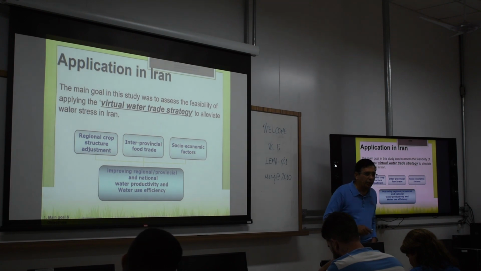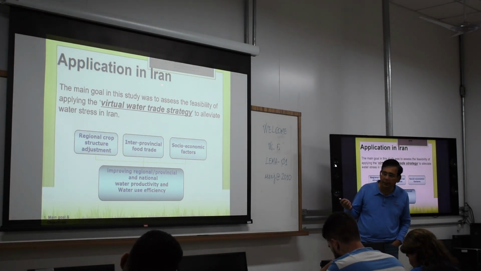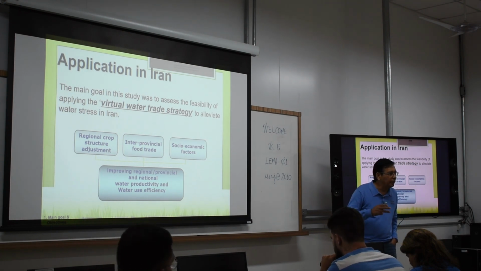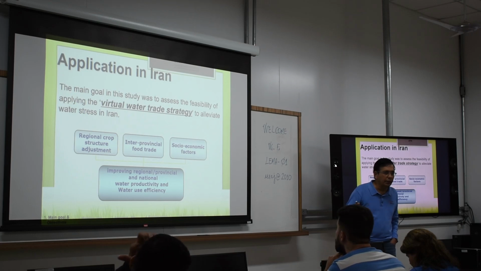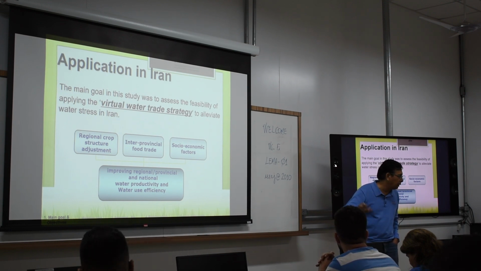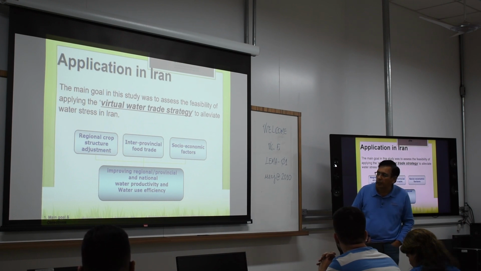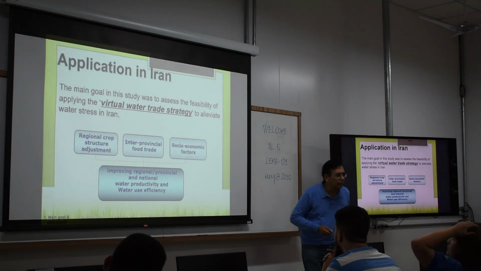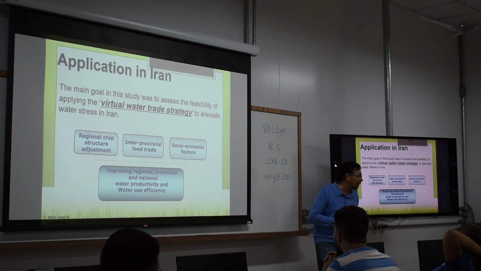Another application on the virtual water trade we did for the entire country of Iran. As you know, Iran has been isolated for more than 25, 30 years now. For more than 30 years, they can't import or export. They have to produce all the food for themselves internally because of the embargo and all the geopolitical issues they have, right? So we looked at the virtual water trade strategy, and how bad or how good it is.